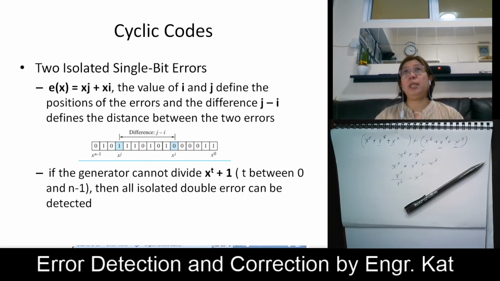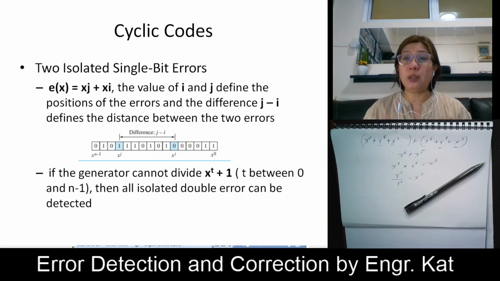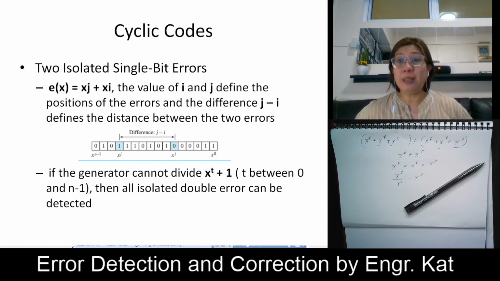How about two isolated single bit errors? This is represented by E(X) equal to X raised to j plus X raised to I. The values of I and j define the positions of the errors, and the difference j minus I defines the distance between the two errors. Now imagine there are two single bit isolated errors, so they are not consecutive, not side by side. Under what condition can this type of error be detected?